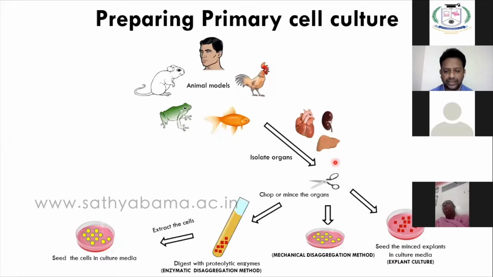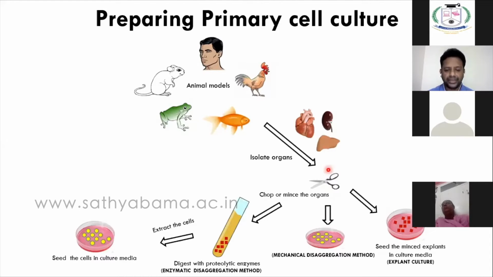In explant culture, if you are taking the heart, you cut it into small tiny pieces and then seed them in the growth media. The cells will start coming out from those explants. The other method is mechanical disaggregation. For soft tissues like brain, liver or spleen, you can use a syringe to mechanically force the cells out of the tissues.